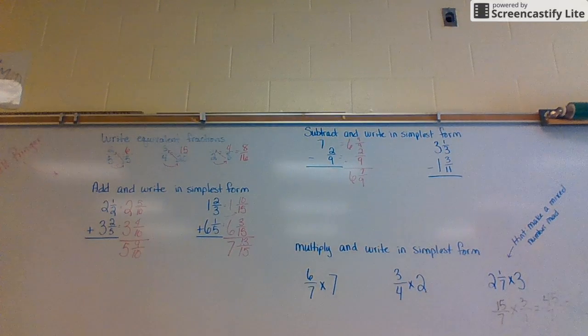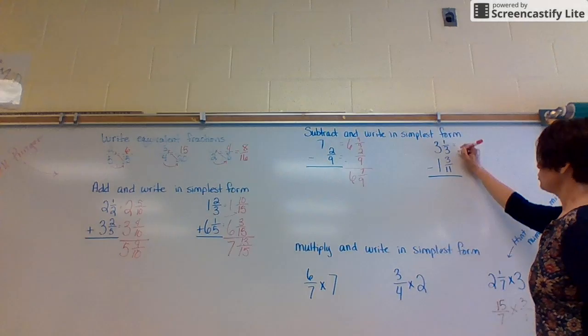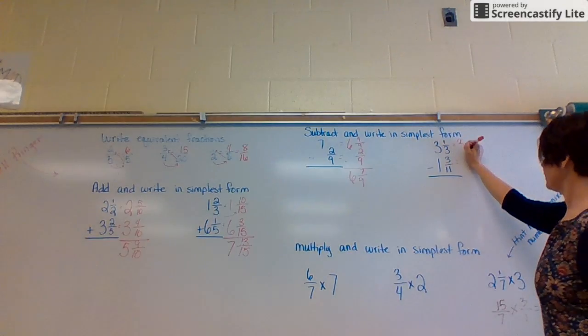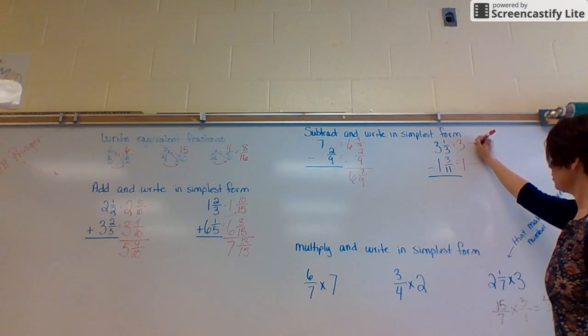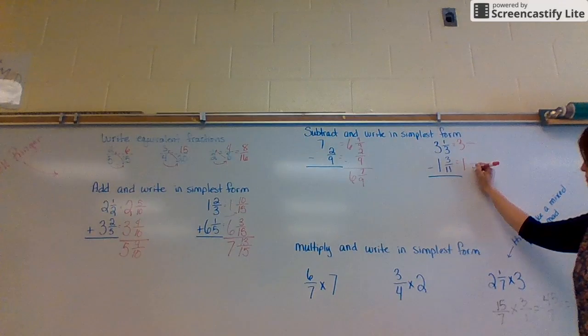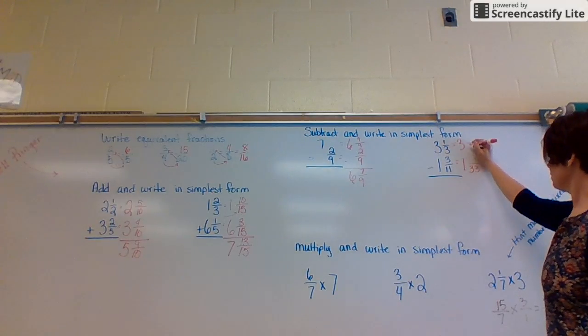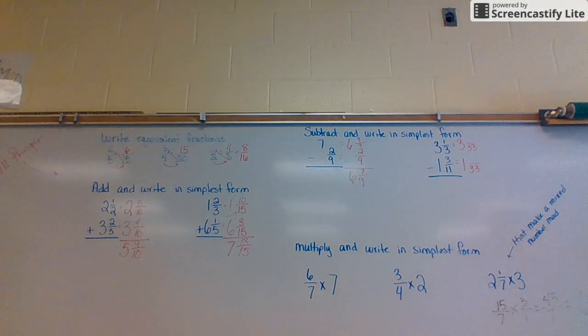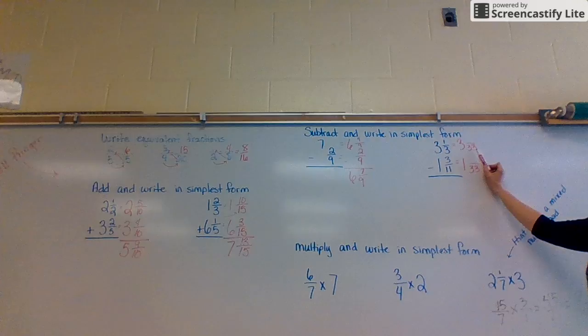All right, 3 1/3 minus 1 3/11. What do I have to do first? Find the common denominator. So I'm just going to move my whole numbers over. And what common denominator did you use? 33. Raise your hand if you used 33. Good deal.